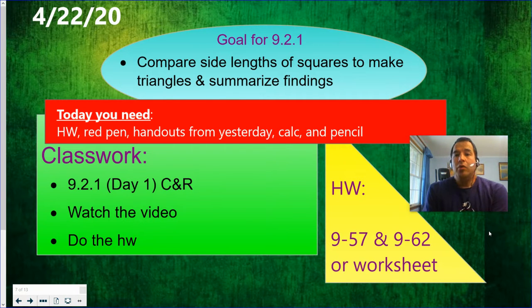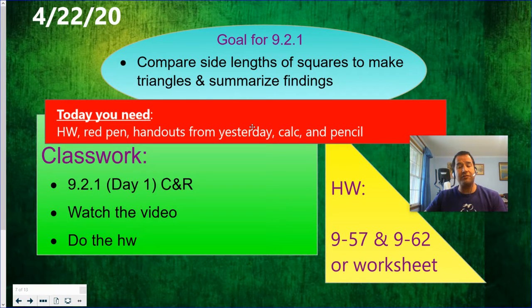We're doing 921 day 2. You should have done your 921 CNR already, and we are now watching the video. After we're done here, you will need to do the homework, which is problems 57 and 62, or you can again do the worksheet. It's your choice. You have both options available to you.